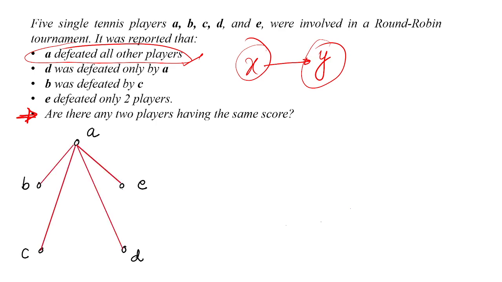So let us say these are the matches. Then what we have to do? We have to draw the arrow going away from A. That's it. Now comes the second statement. It says that D was defeated only by A.